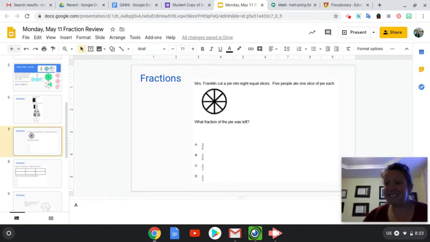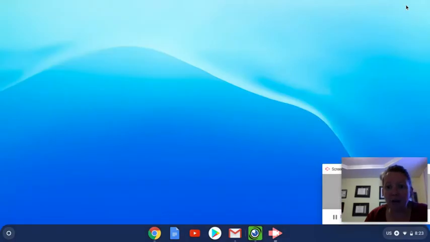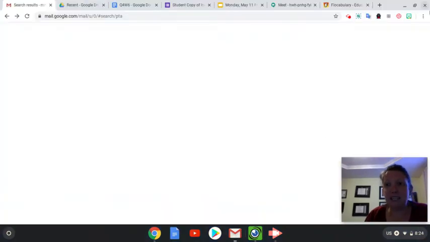And again, see how I solved it on my notes first? I didn't look up there because sometimes we do need to draw out fractions, even though they may seem really easy. All right, Angie ate 2/6 of a candy bar at lunch and saved the rest for dinner. What fraction of the candy bar did Angie save for dinner? So I'm going to go back to my notes just so I can draw it and make sure that I understand what they're asking from me.